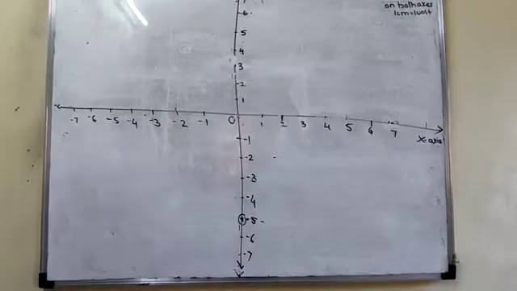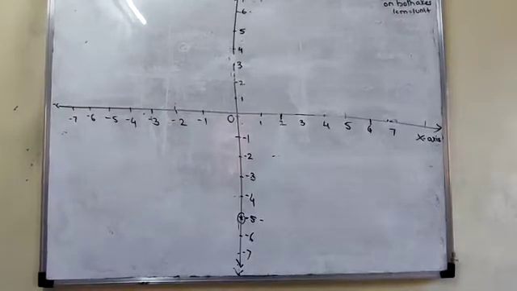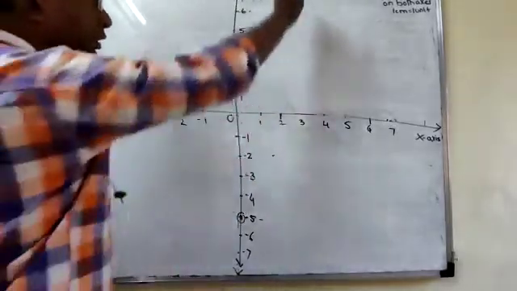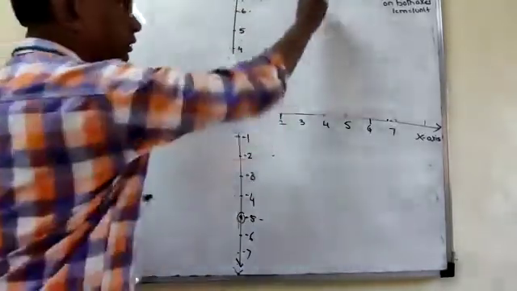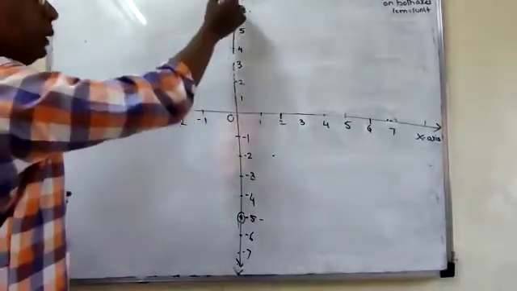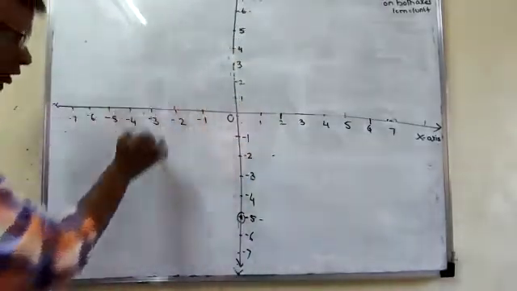Now we have to draw a line. Draw a line parallel to which axis? Y axis. So this is your Y axis. Parallel means the line will be like this. One line will be here, I don't know where. So we have to draw a line parallel to which axis? Y axis. The line can be here, the line can be here.